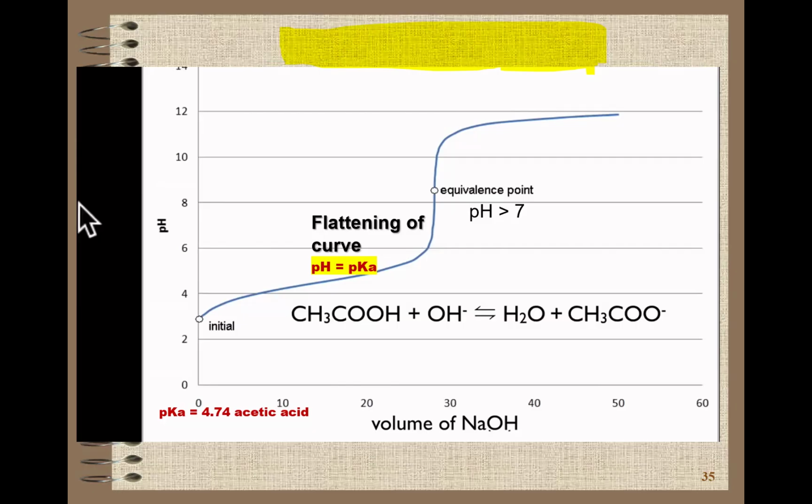And what's the equivalence point? Much greater than 7. Number of moles acid and number of moles base become equal and the pH is greater than 7.